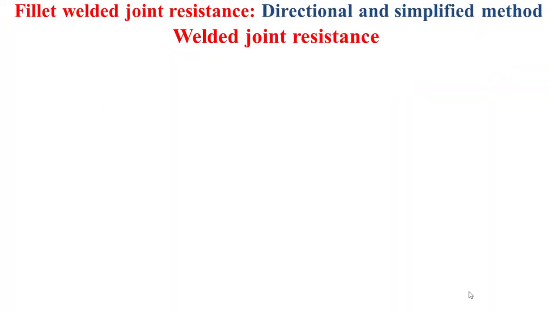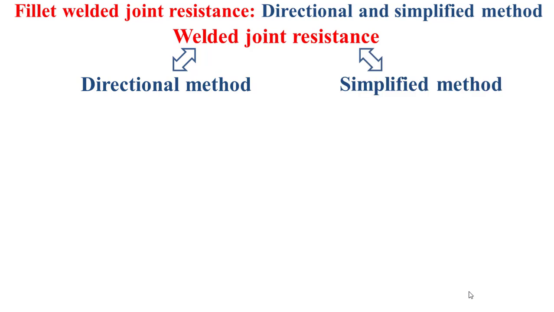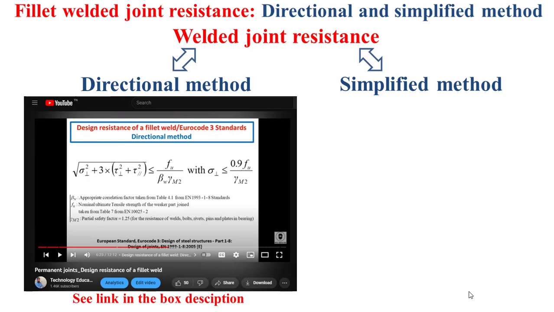It's to note also that the fillet welded joint resistance can be evaluated using two main methods. The first one is the directional method and the second one is the simplified method. I explained the directional method in a previous educational video that you can find the link in the description box. And in this educational video, I will explain the simplified method.